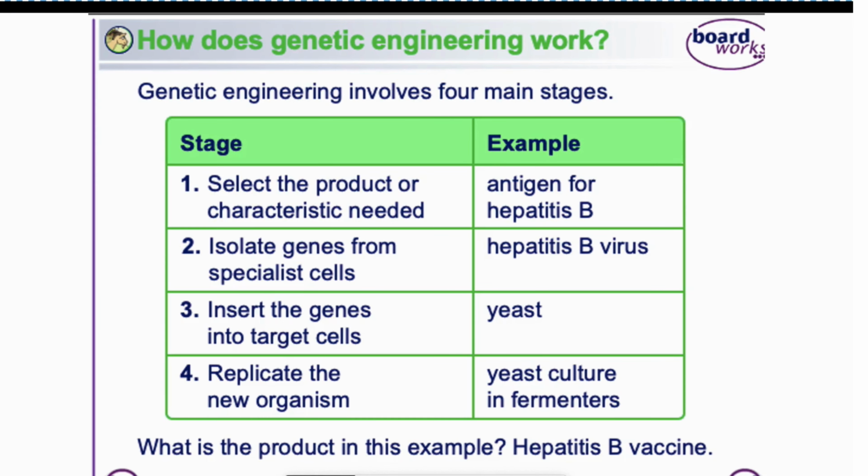Stage 3, insert the genes in the target cell. So I insert the antigen for hepatitis B into the yeast and replicate the new organism. Stage 4, they culture the yeast in fermenters and I will actually get the hepatitis B vaccine.